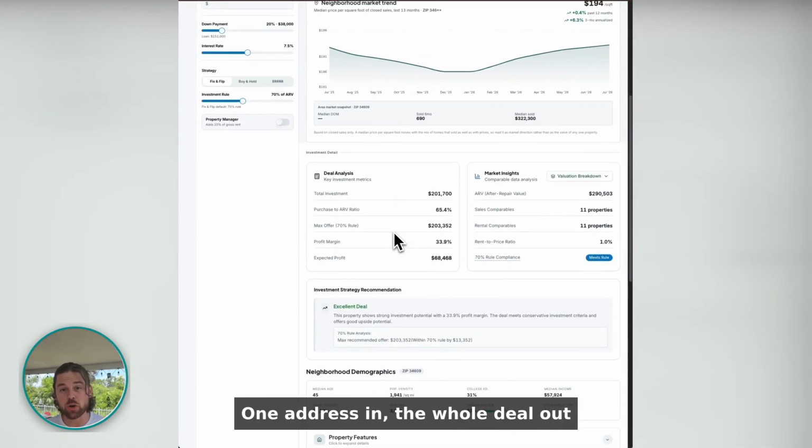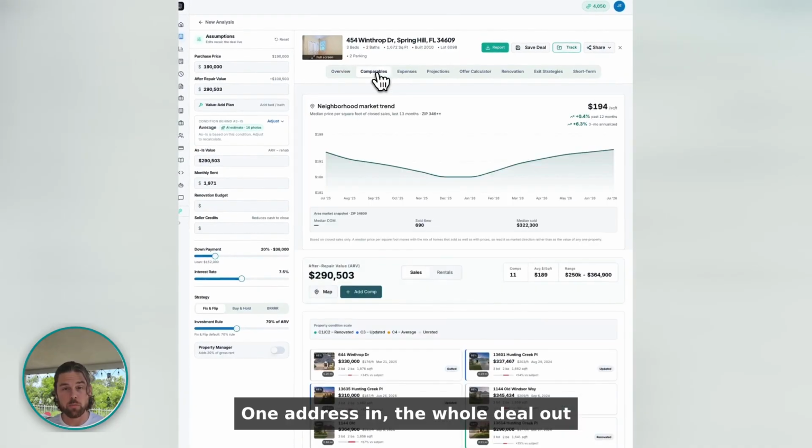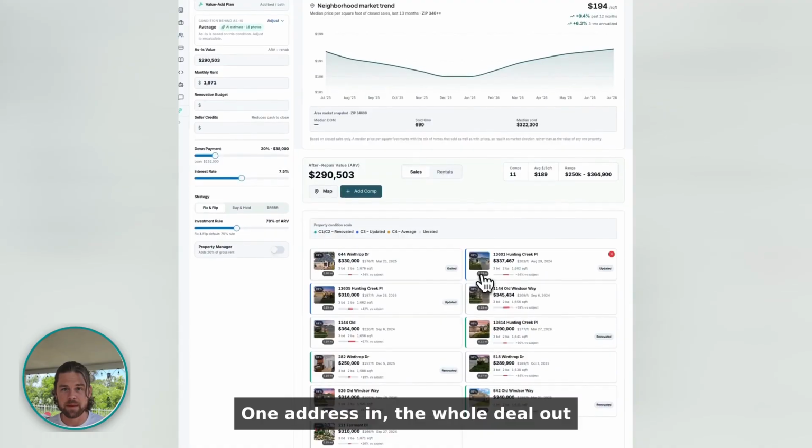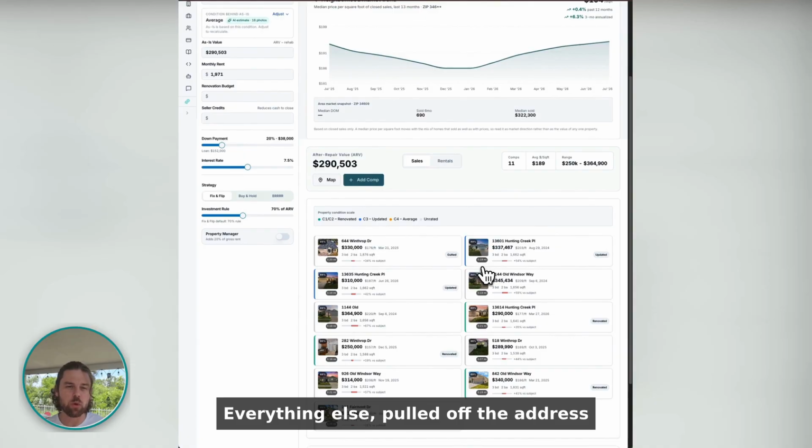You want a real estate deal analyzer that tells you whether the deal actually works. Here is how the workflow goes. You enter an address. The tool returns as is value, after repair value, market rent, and the comps behind them. Then you add the two things only you know, your rehab scope and your financing terms. Out comes cash flow, cash on cash return, and projected profit. That is the entire loop, 2 inputs from you, and the rest pulled off the address.